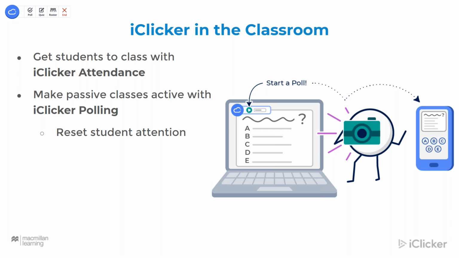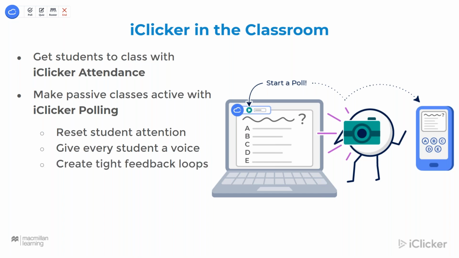You can grab their attention and bring it back to the lecture. You're also able to give every single student in your class a voice and a way to participate in class. A lot of students really like it when classes are energetic and full of participation, but it tends to favor the brave. With iClicker, you're able to let every single one of your students have the chance to participate in your classes. You're also able to create really tight feedback loops with your students, and this is really important.